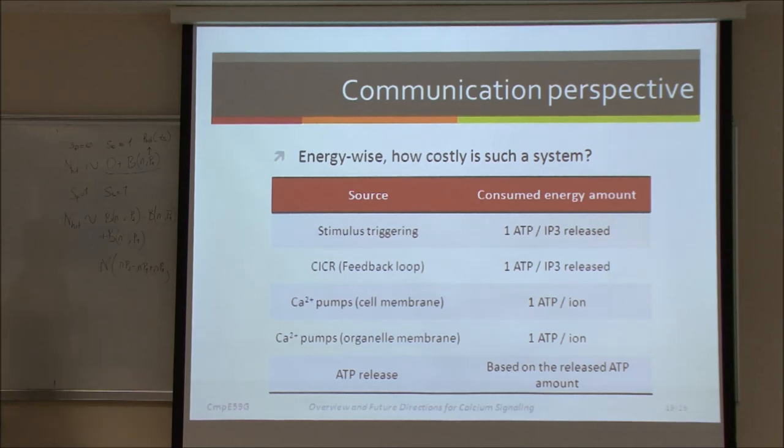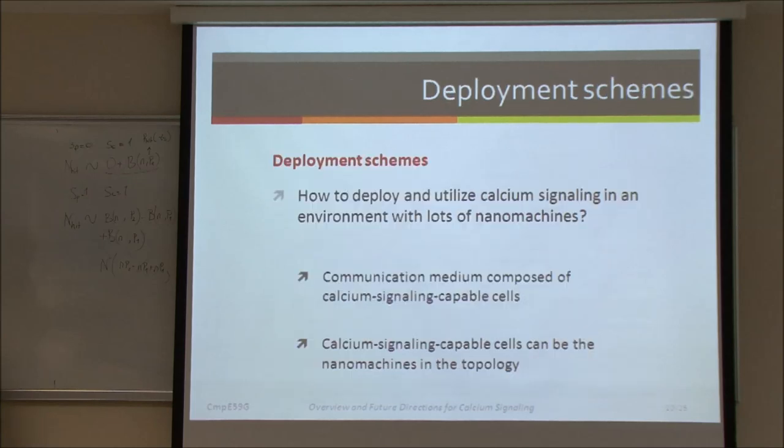There are some numbers about energy consumption. We tried to do an energy model of this thing, but so far we haven't finished the whole closed formulation of the energy model. These are some numbers of energy consumption. Finally, using this one-to-one communication, how can we build a network?